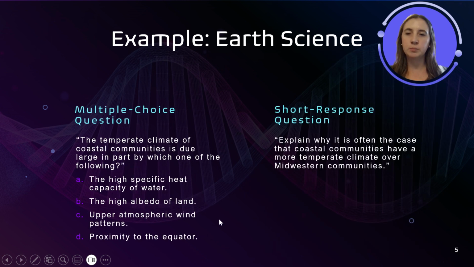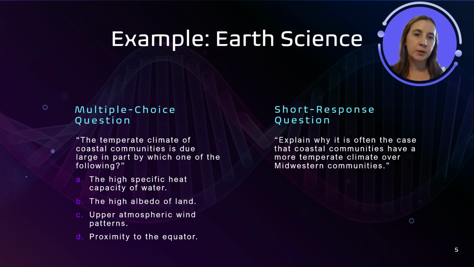Okay, so here on the left is a multiple choice version of that. The temperate climate of coastal communities is due in large part to which one of the following? So this looks just like question 4 on the previous slide. Is it due to the high specific heat capacity of water, the high albedo of land, upper atmospheric wind patterns, or proximity to the equator? So this was the lab that told us that coastal communities maintain this nice temperate climate, not too cold, not too warm, because water really retains heat and releases it slowly. So the answer to this would be letter A.